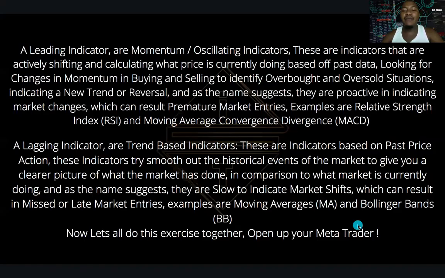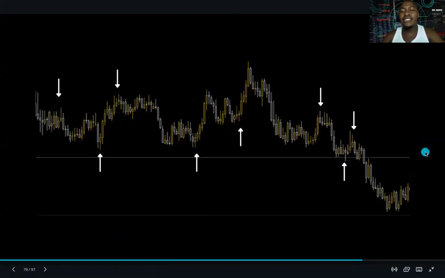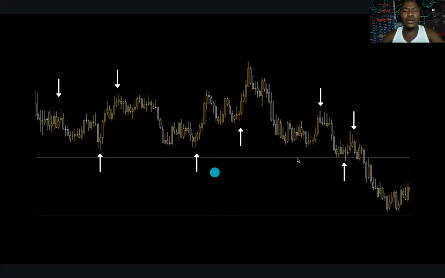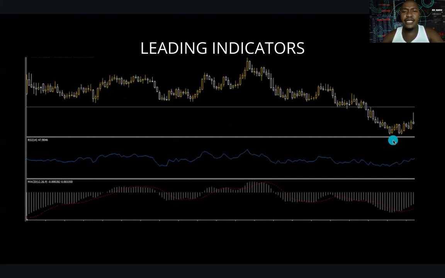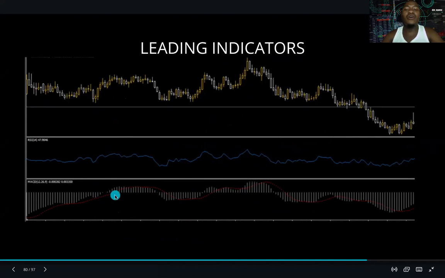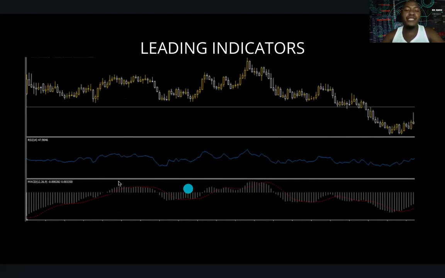Now, let's do a little bit of an exercise just to show you how these indicators look. I'm going to go to the MT4 to show you how they really look. So these are the leading indicators. This is the relative strength index, and this is the moving average convergence divergence, which is called the MACD.